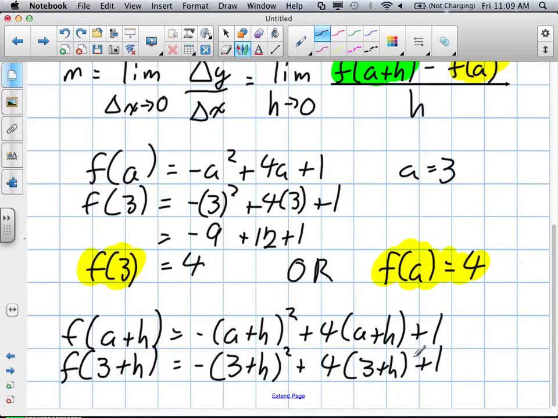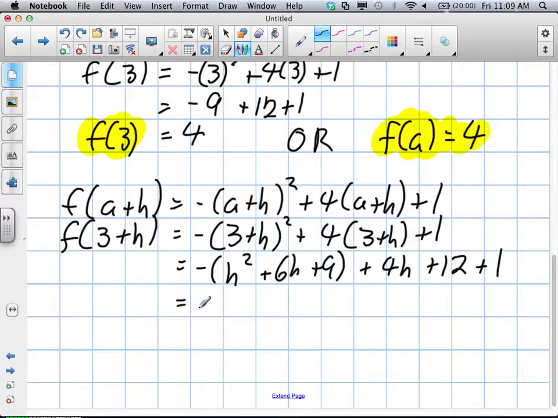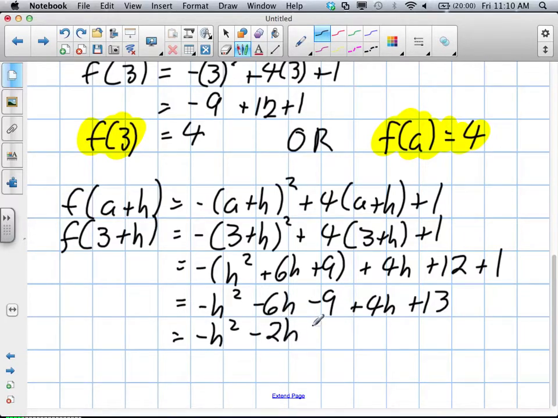Okay. We're then going to simplify this part of the formula. When we go to simplify it, so we expand our term here, it becomes negative h squared plus 6h plus 9 plus 4h plus 12 plus 1, negative h squared minus 6h minus 9 plus 4h plus 13 is equal to negative h squared minus 2h plus 4. Negative 9 plus 13 is 4. Okay. So here's our simplified version of it.